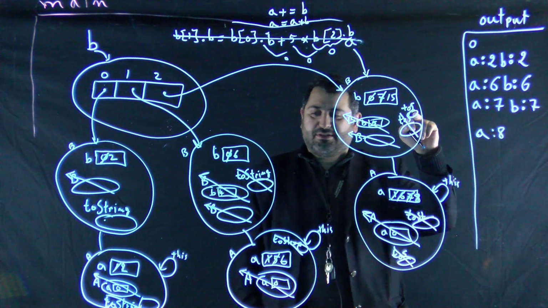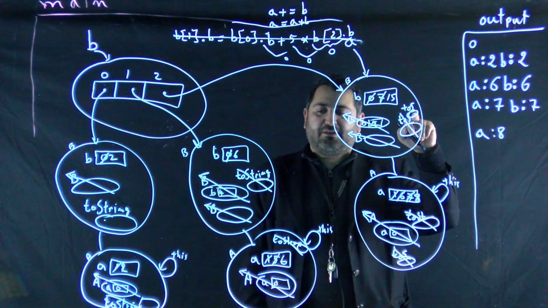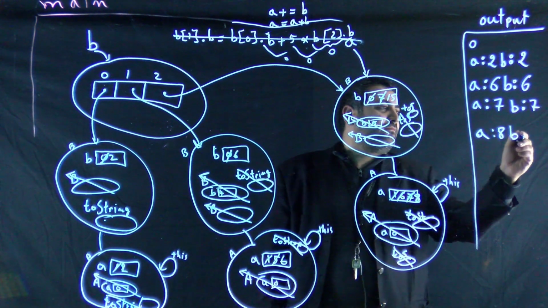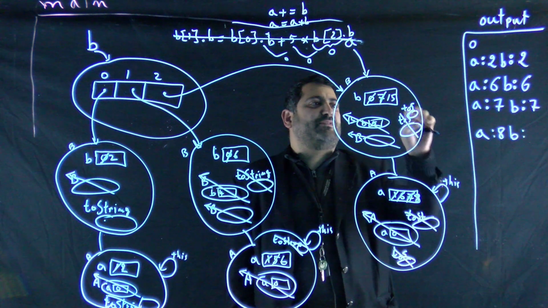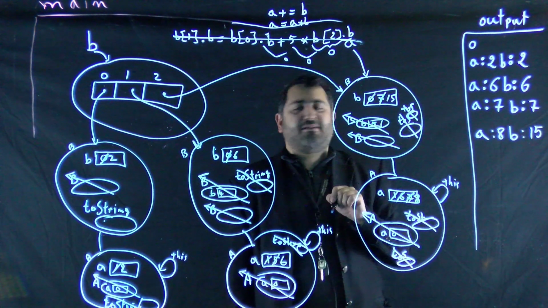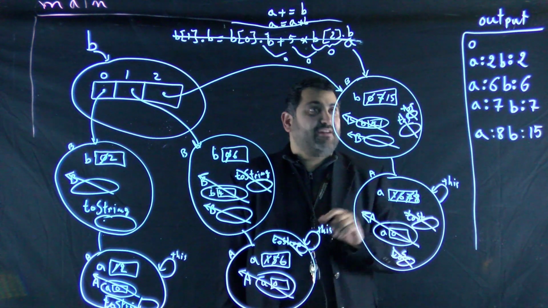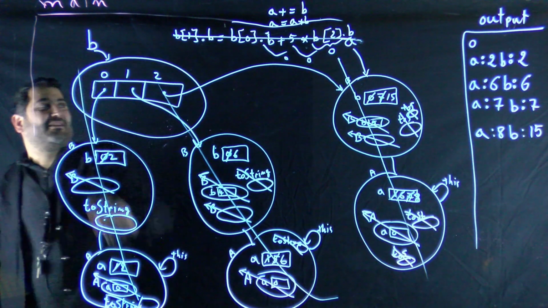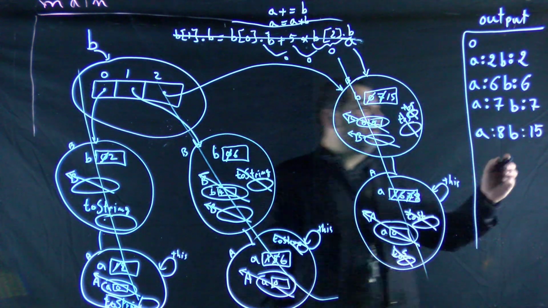So we continue, it says plus B colon plus B, so B colon plus B. Where's B? It's 15. And this method is done. I look in main, we're done. So all of these instances now exit, and we exit main, and this is our final output.